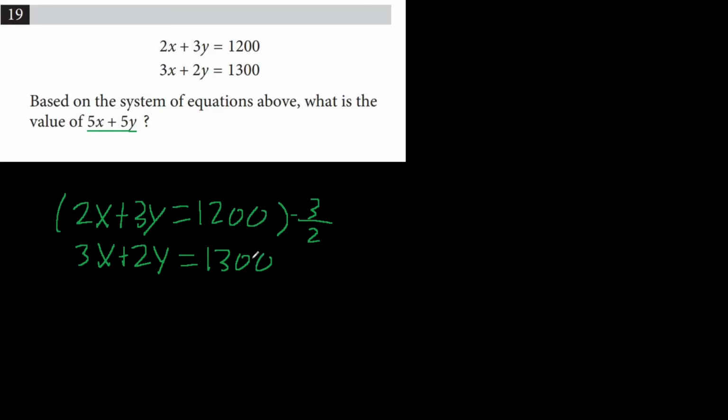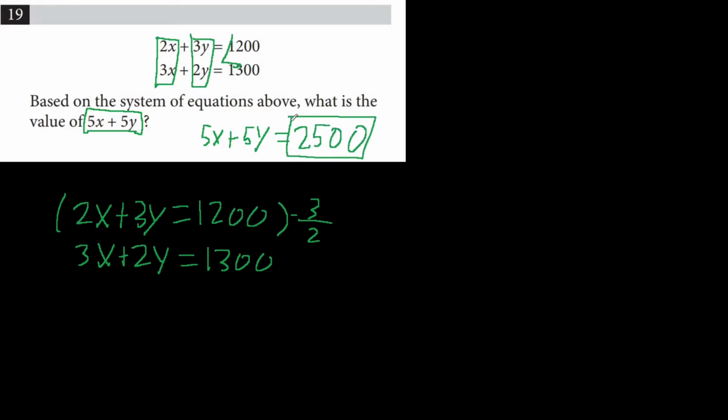The skill that I want to teach you is to zoom out. Look at what it's asking for. It's asking for 5x plus 5y. If you look at it, what's 3 plus 2? 5x. What's 3 plus 2? 5y. And what is 1,200 plus 1,300? 2,500. So your answer was right there the entire time.